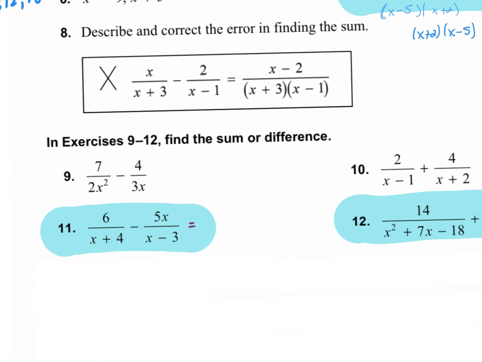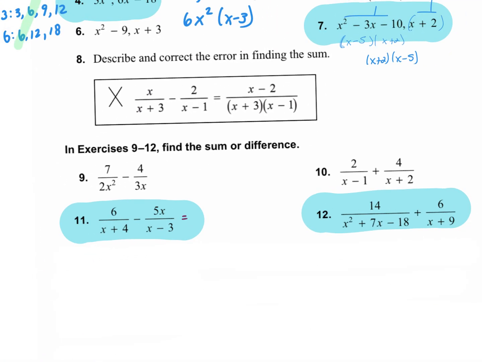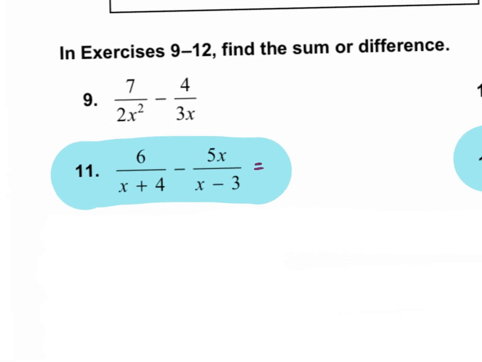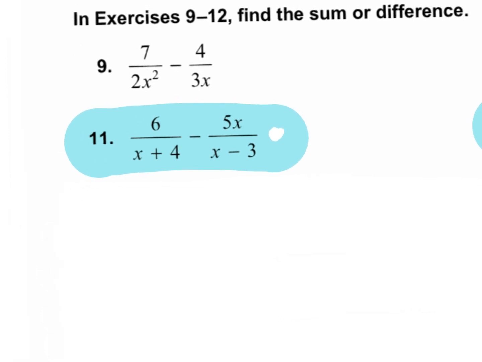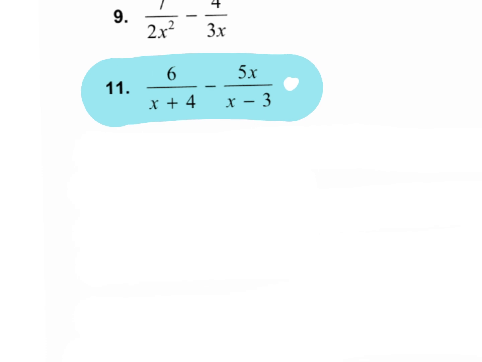But let's go through here. It says, find the sum or difference. I don't know why this is here. Let's take that equal sign off, because if we're just finding the sum or difference, we're not solving it. So first thing I have to do is say, wait a second, I need a common denominator, correct? What's my common denominator between x plus 4 and x minus 3? X plus 4 and x minus 3, correct?